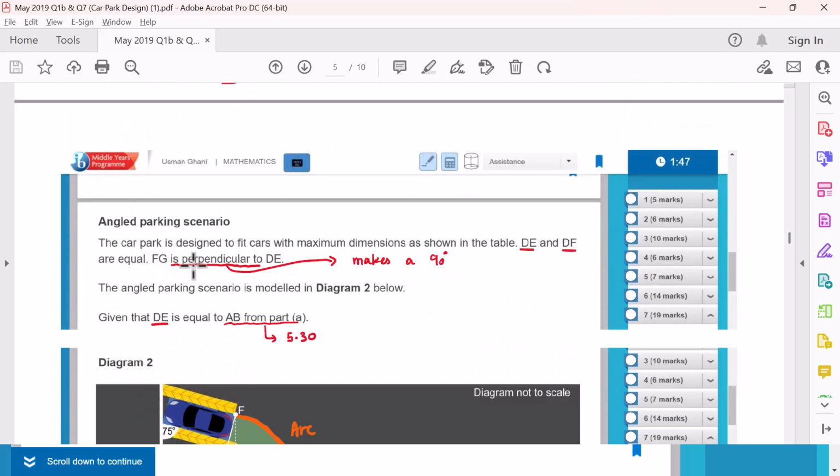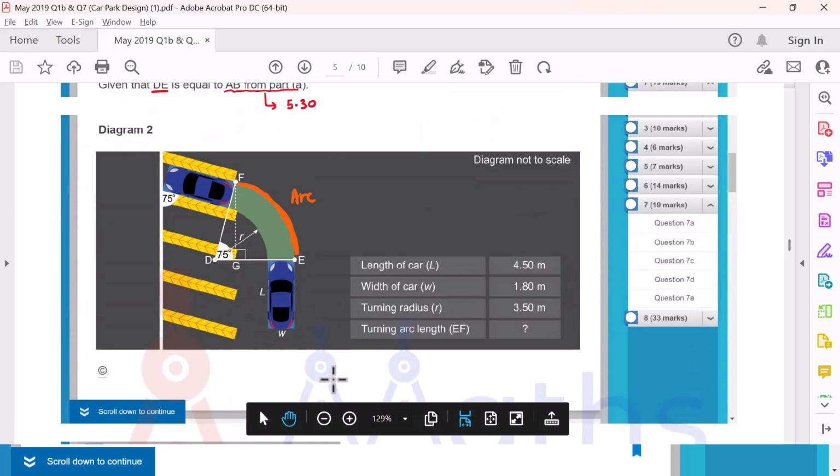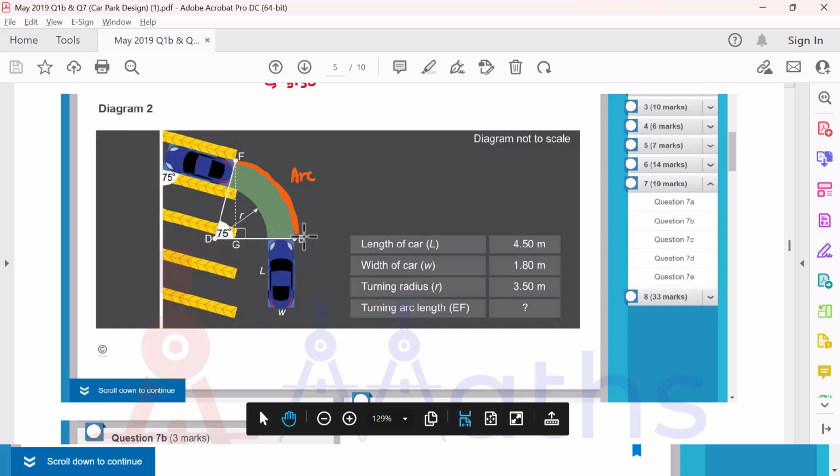So for the angular car parking, we need to read all of the sentences. FG is perpendicular to DE. When two lines are perpendicular, they make 90 degrees, meaning I have the possibility of having a right angle triangle in which I can apply Pythagoras and trigonometry. Given that DE is equal to AB from part A, that's really important. We can copy paste that information. DE is equal to AB from part A.